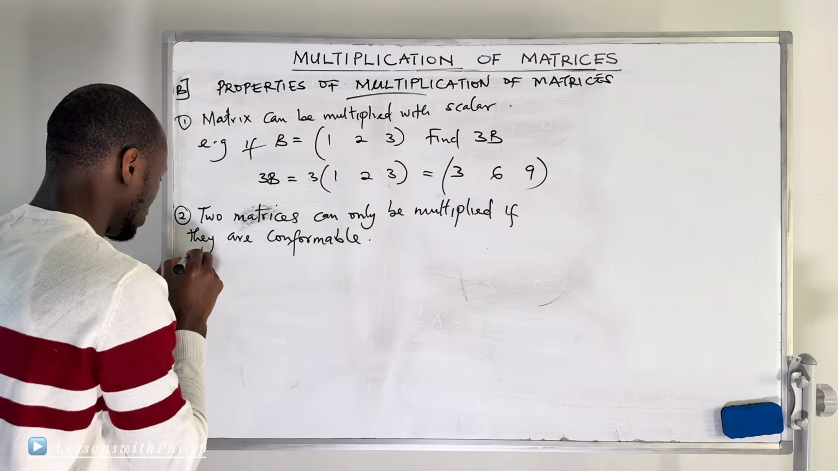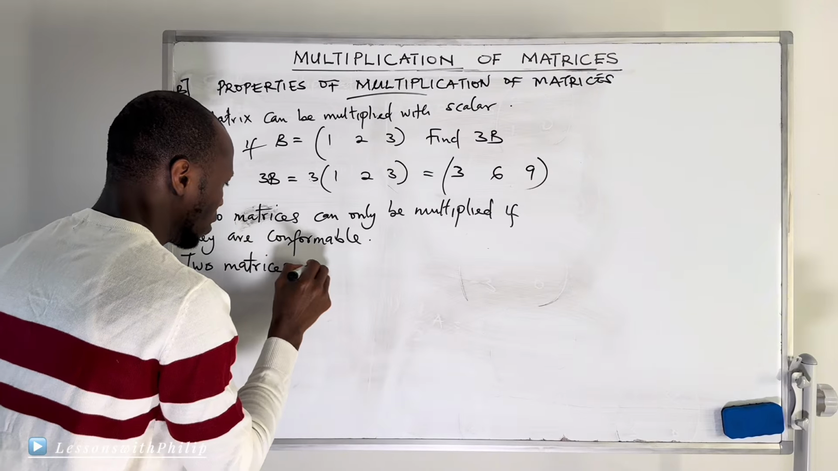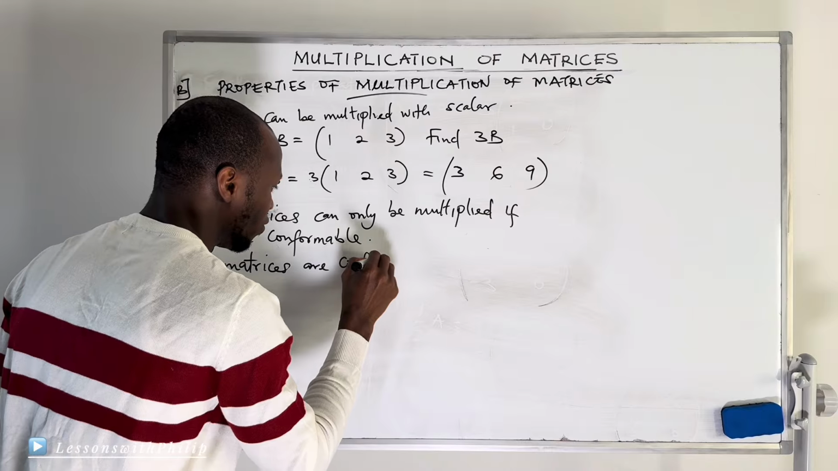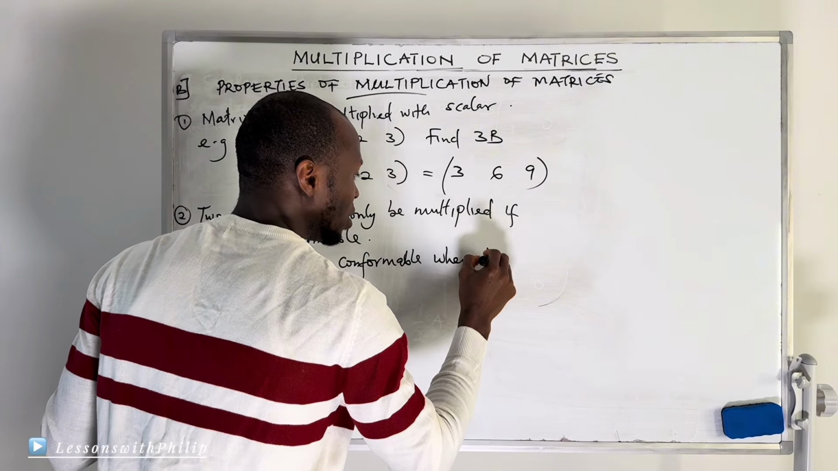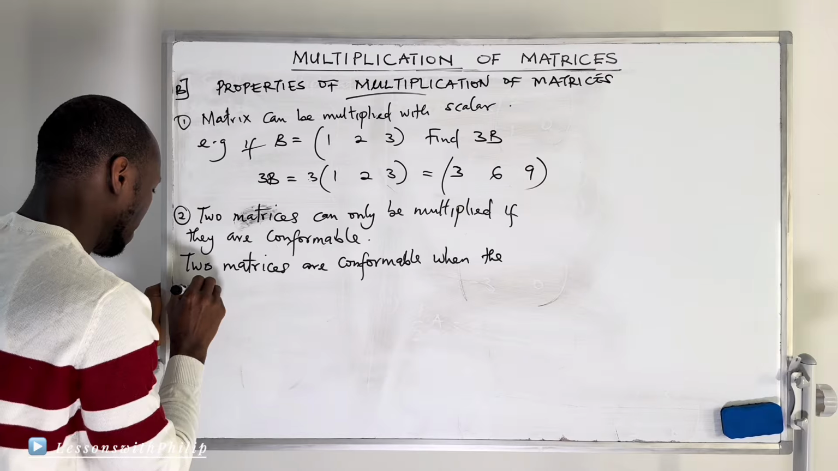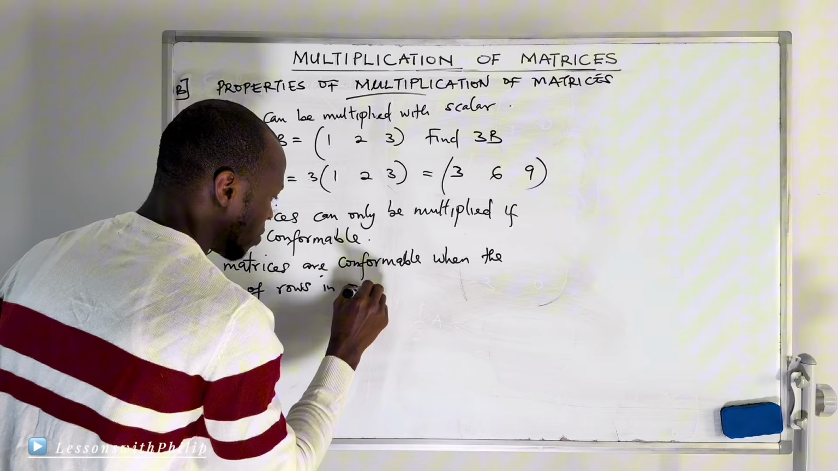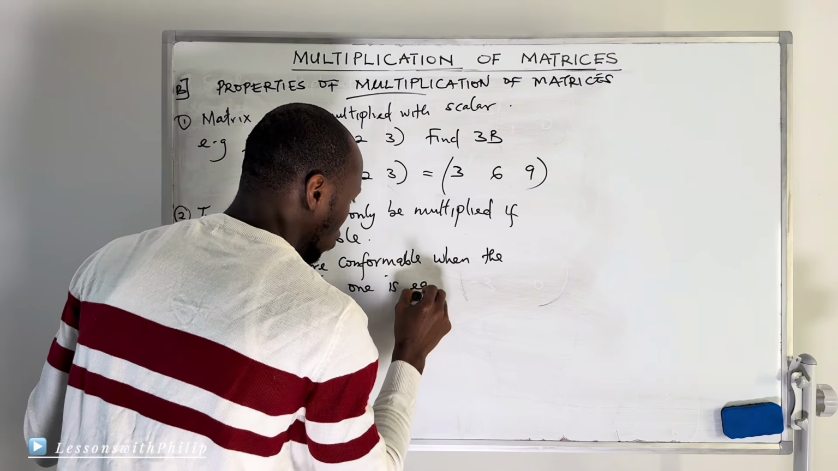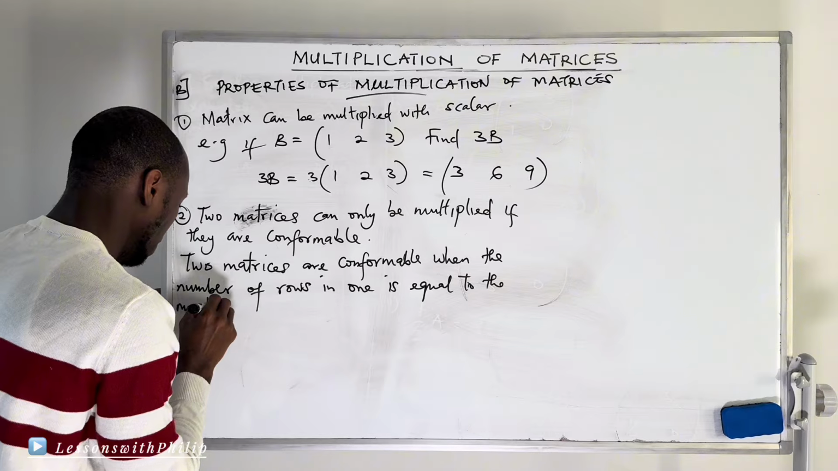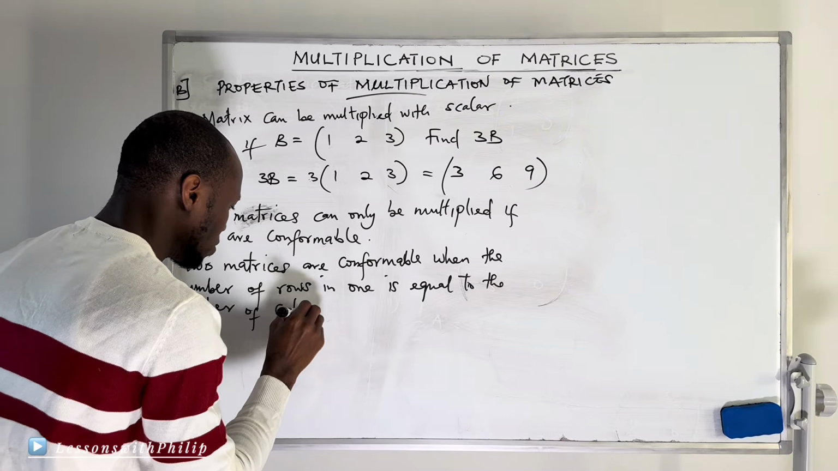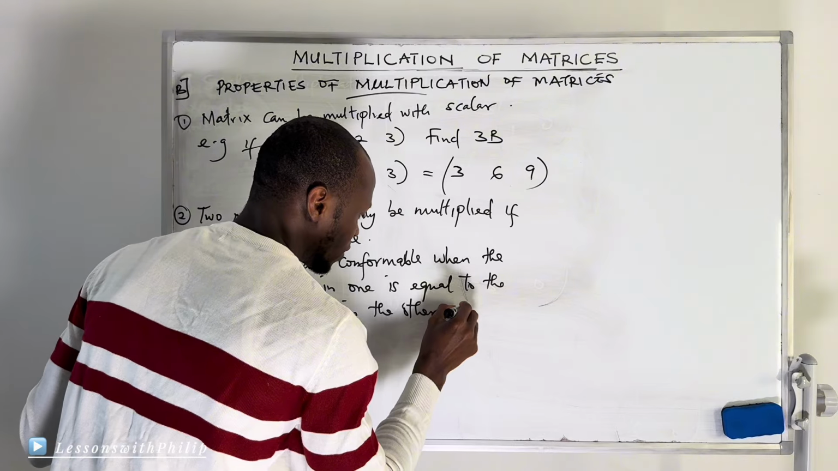Okay, now matrices are conformable. Let me write it. Two matrices are conformable when the number of rows in one matrix is equal to the number of columns in the other matrix. Okay?